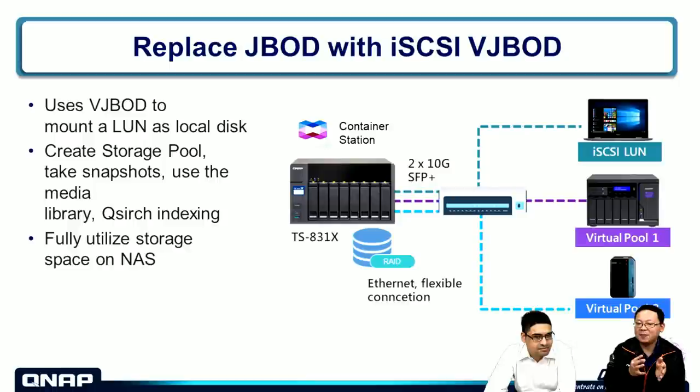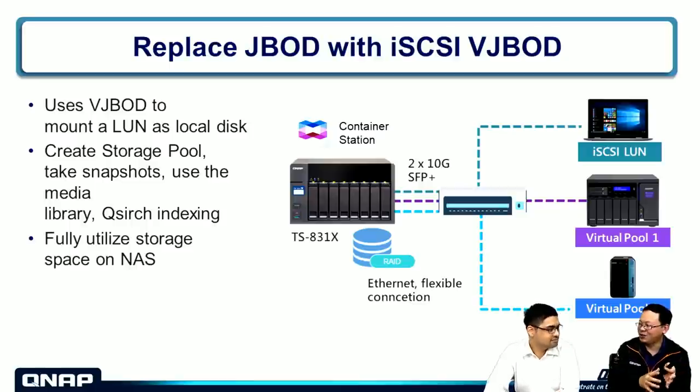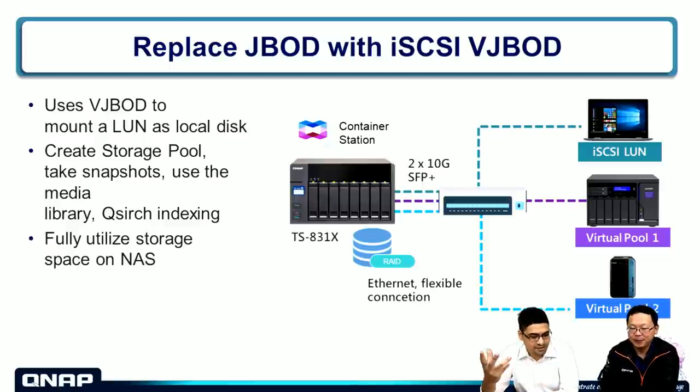Yeah. So the VJBOD, virtual JBOD idea, the concept is if you use QNAP NAS, you don't need to worry about a complicated configuration of iSCSI initiator. You just click, scan, connect, you get the space from another QNAP NAS, that's all. Similar to the ZBOD you used. Yeah, it's the same concept, but we are using a different connection type. And if you are all using QNAP products, we try to make this setup procedure as simple as possible. Yes. That's our point.